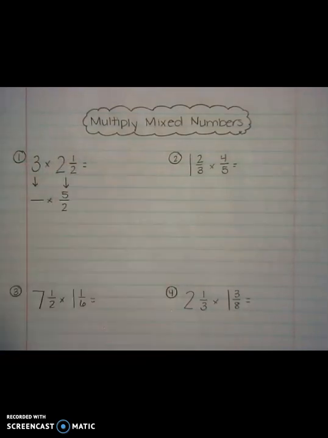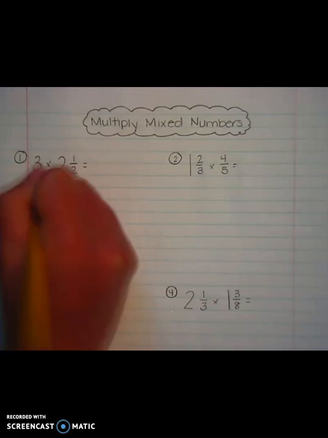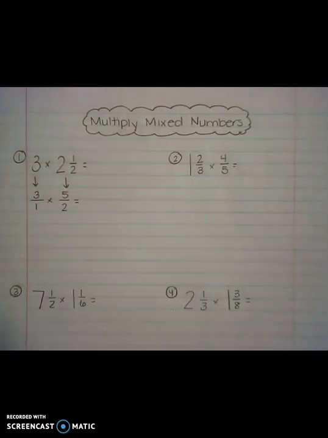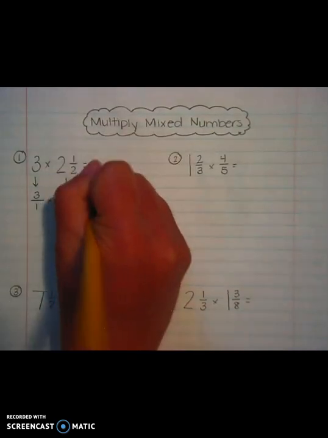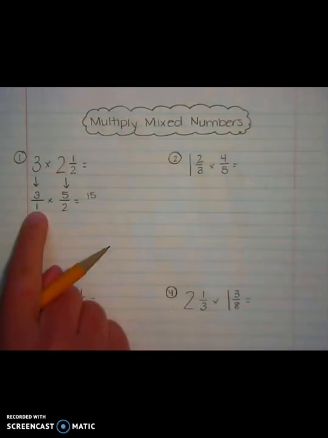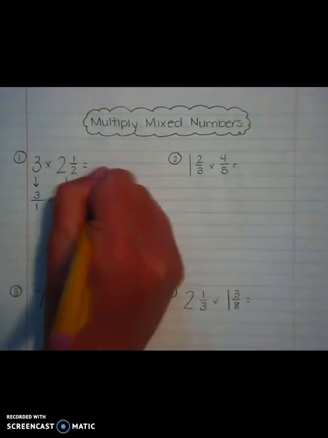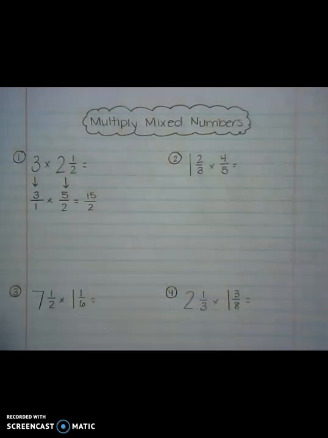And I know that I can turn 3 into the fraction form by writing it as 3/1. Now I can multiply my numerators. 3 times 5 is equal to 15. And I multiply my denominators. 1 times 2 is 2 to give me 15/2.